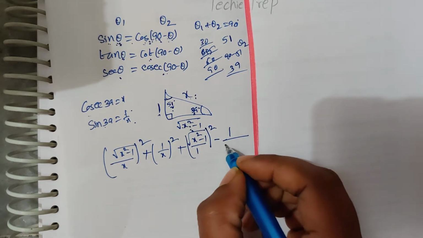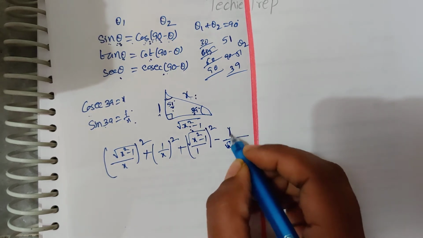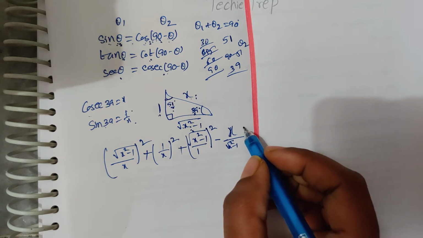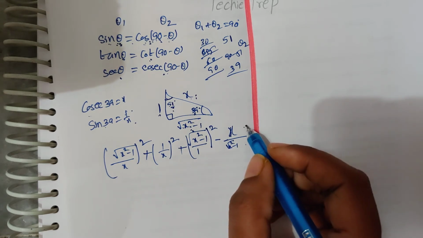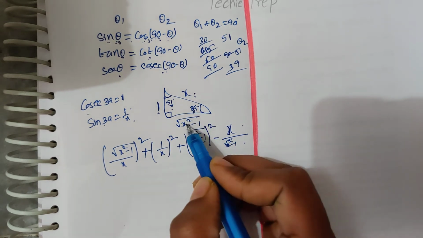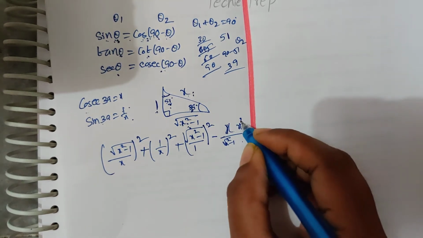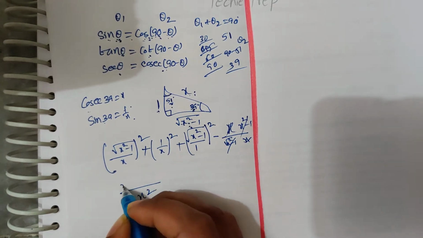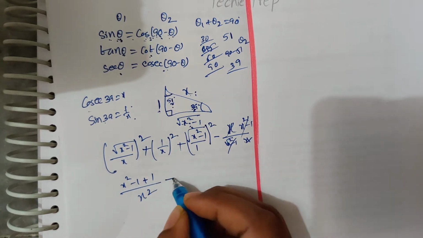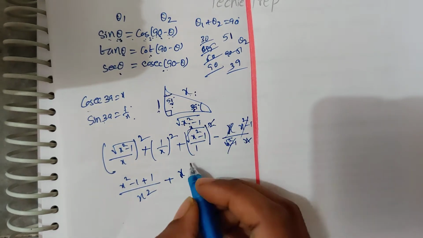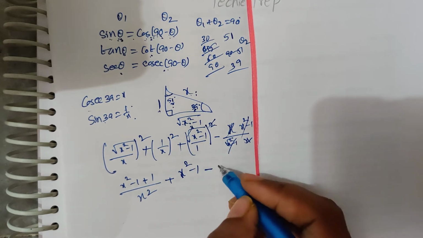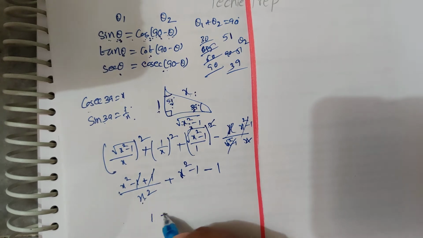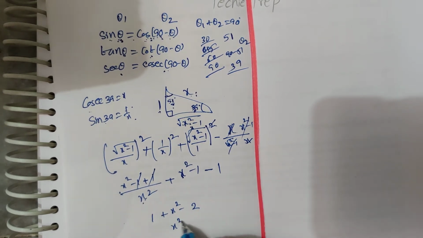Sine means opposite, so root over x square minus 1 by x, into cos square. 1 by secant square is nothing but cos square. Cos square 39 is adjacent by hypotenuse. Both will cancel. Here we get x square minus 1 plus 1, the square root and square will go, so x square minus 1 and minus 1. Here 1 will get cancelled. X square by x square is 1, plus x square minus 2, x square minus 1.